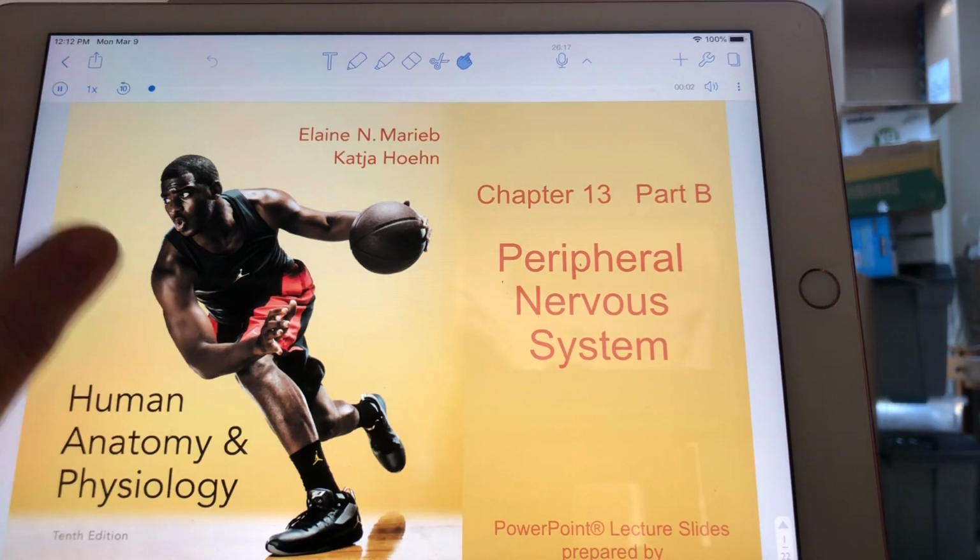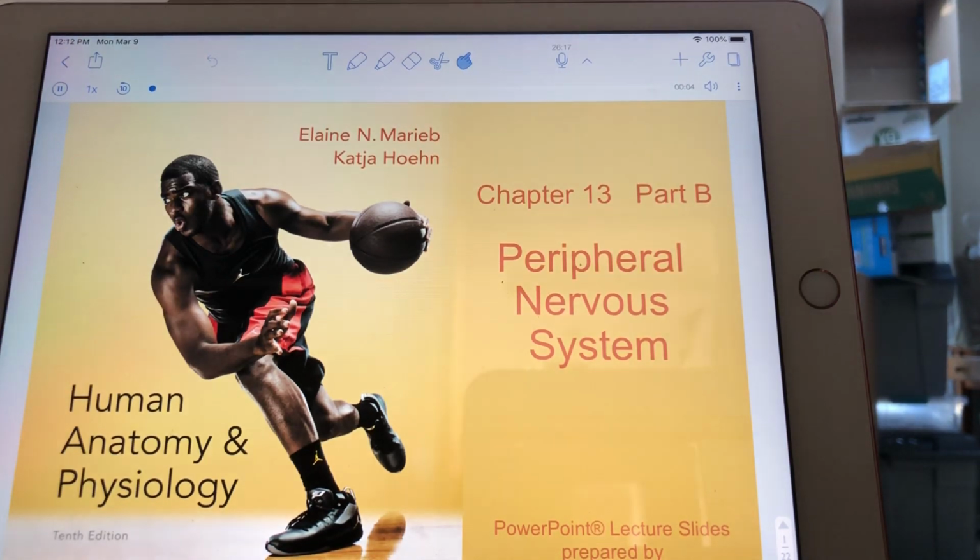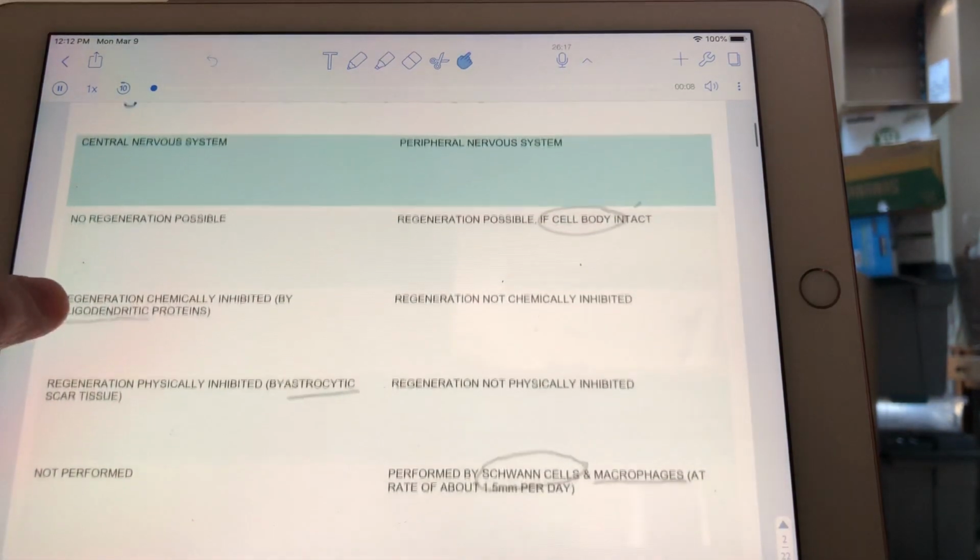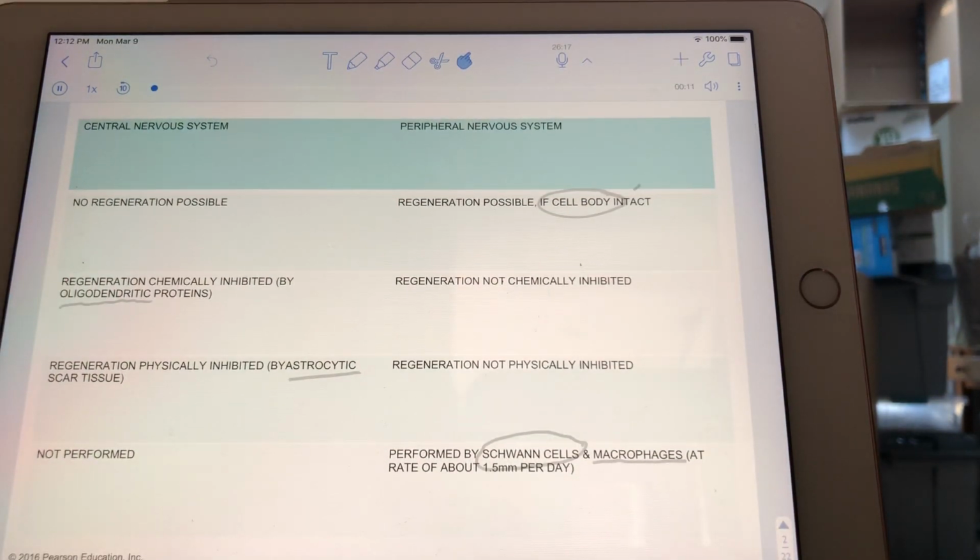Let's tackle 13B, shall we? I'm on slide 2, which is a little bit of review in that we already established that it is not possible to repair or regenerate damaged neurons in the central nervous system, but it is possible, though not guaranteed, in the peripheral nervous system.